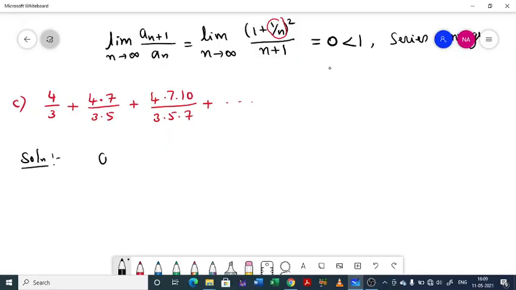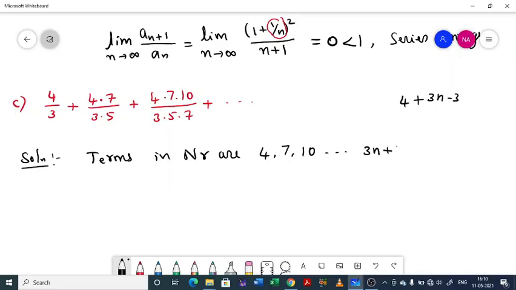So an is, the general term is, okay, before writing the general term, let us do one thing. Terms in numerator are, just like comparison test I am following here, 4, 7, 10 and so on. The nth term will be 4 plus common difference is 3, right? 3n minus 3. So 3n plus 1.